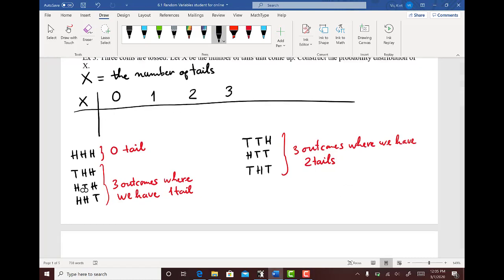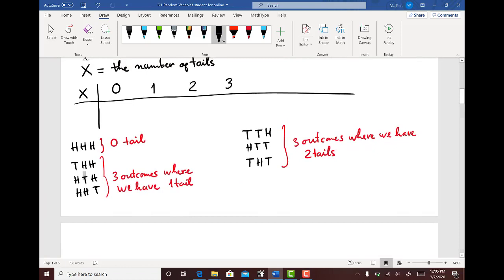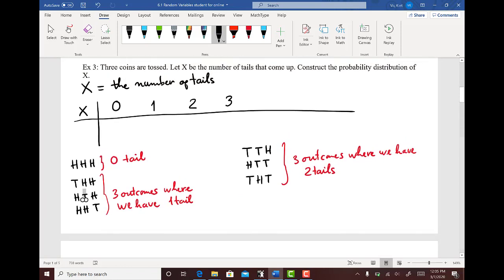Now let's try to determine the outcome that would give us 3 tails. Well, there's only one such outcome. That's when all three are tails. So this is the case when you have three tails.